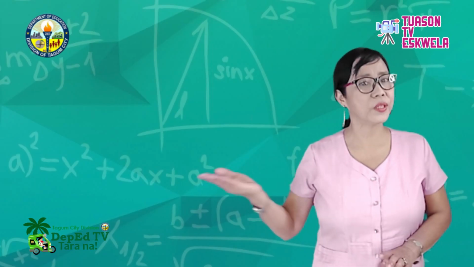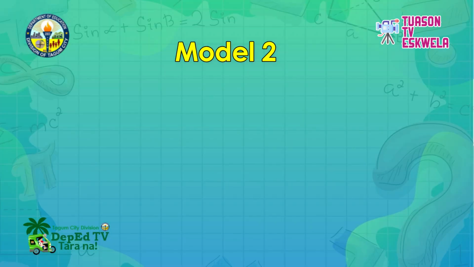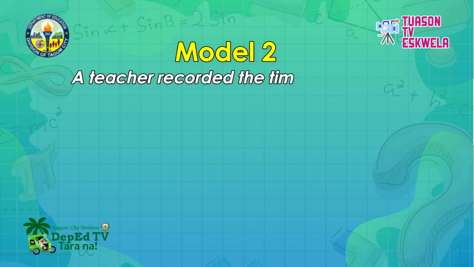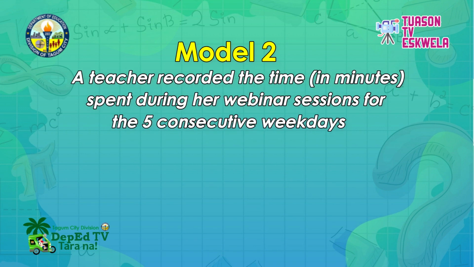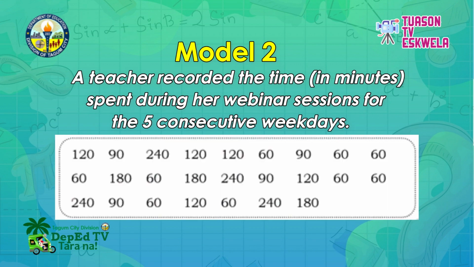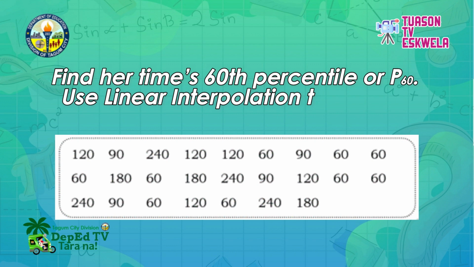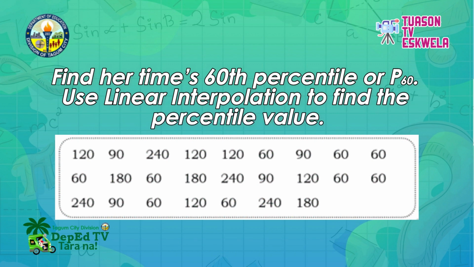Let's proceed to model number 2. A teacher recorded the time in minutes spent during her webinar sessions for the 5 consecutive weekdays. She recorded the following time in minutes. Now, can you find her time's 60th percentile or P sub 60? Use linear interpolation to find the percentile value.